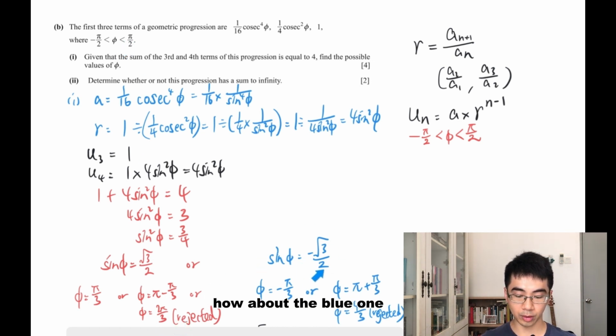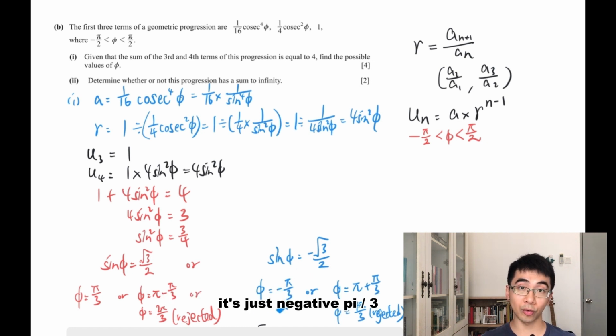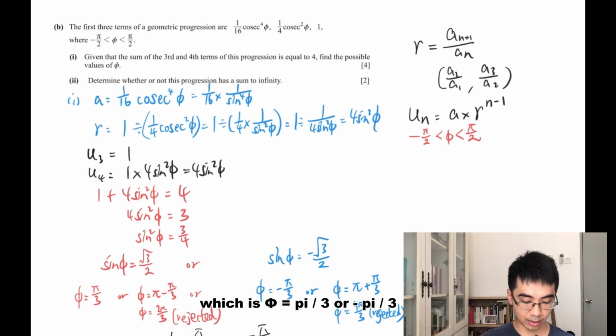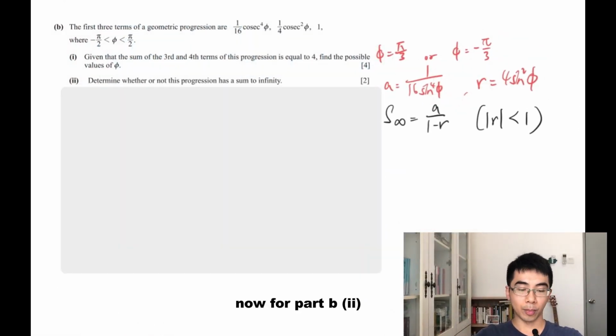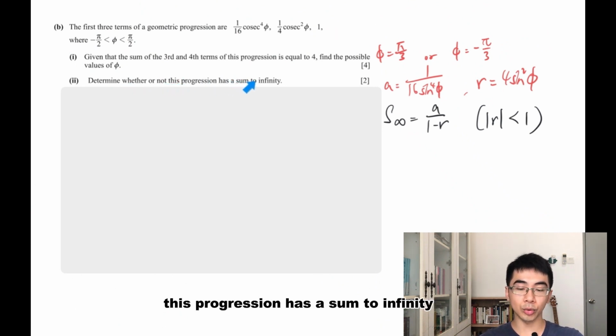So how about the blue one? For negative square root 3 over 2, you should get negative 60 degrees with your calculator. So it's just negative pi over 3. And the other value should be in the third quadrant, which is pi plus pi over 3. But this, again, is larger than the range here, pi over 2. So it is also rejected. So we just got only two values of phi, which is phi can be pi over 3 or negative pi over 3.